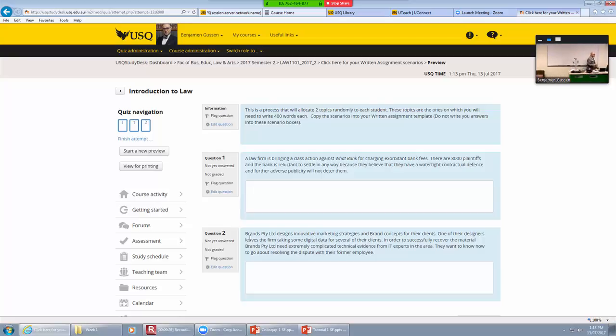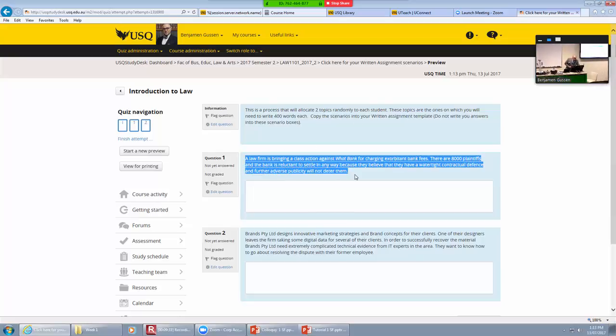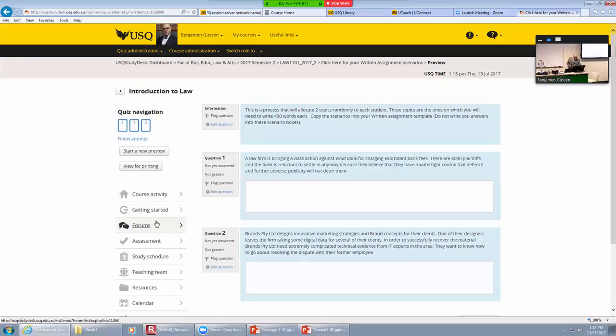All you need to do now is to simply copy and paste your scenarios into the template, the file, the Word file that you have. Just cut and paste. And that's where you're going to write 400 words on each one of these. Next week, we're going to look at how you analyze these using the methods we will talk about as well today.